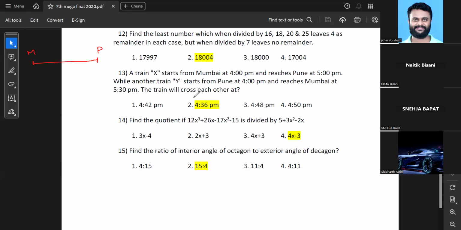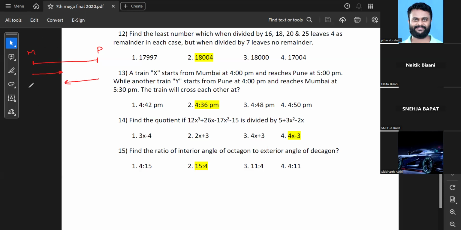First of all, you'll have to find after how many minutes the trains will cross each other. So consider thinking like this. One train is going like this, okay? The other train is coming like this. Let me consider this train. Let us speak about the speed of this train.